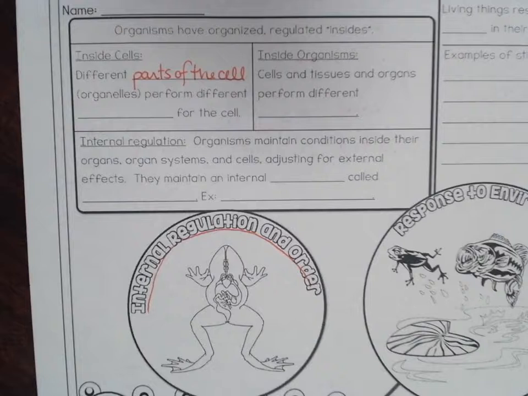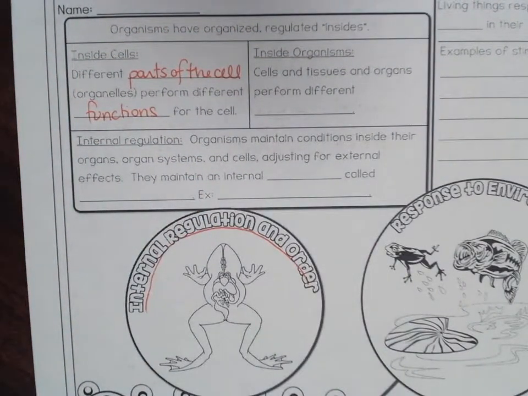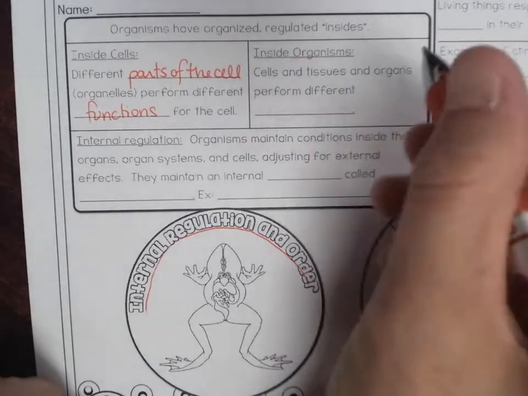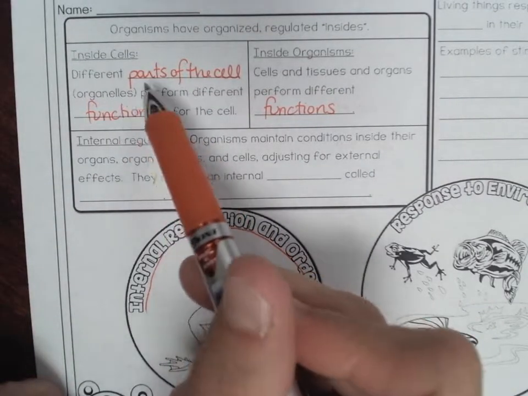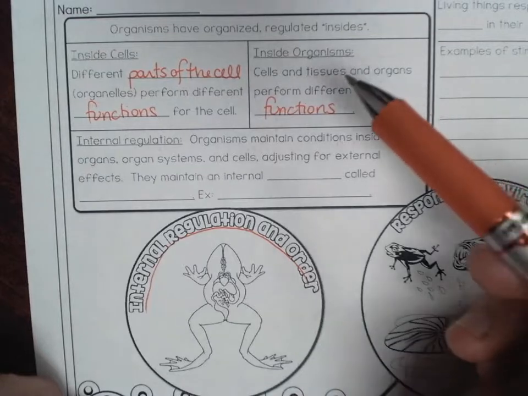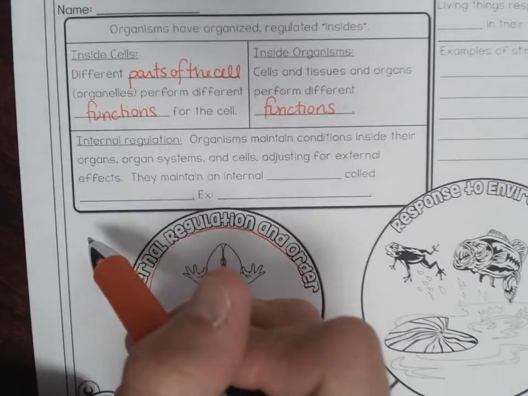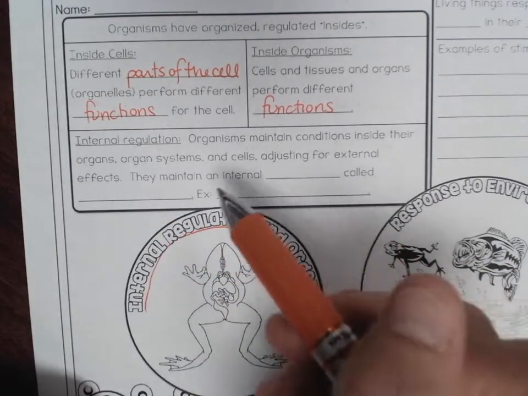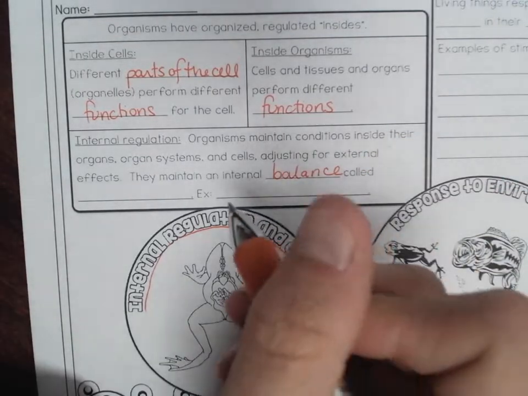Okay, so organelles perform different functions. Inside organisms, cells and tissues and organs then all perform different functions. So the way that inside cells you have organelles that perform different functions for the cell, inside an organism, you have cells, tissues, and organs that perform different functions. And then these organisms are able to maintain conditions inside their organs, organ systems, and cells, adjusting for external effects. They maintain an internal balance called homeostasis.